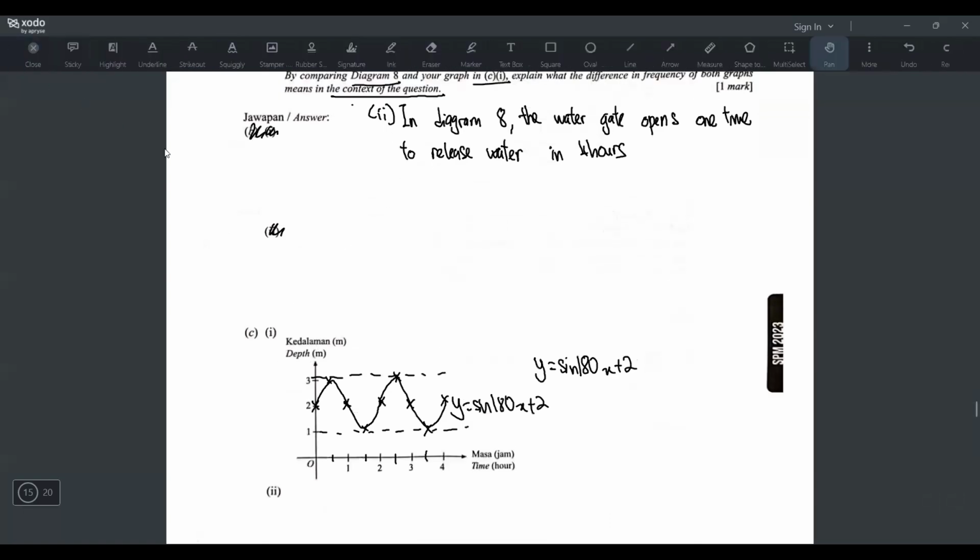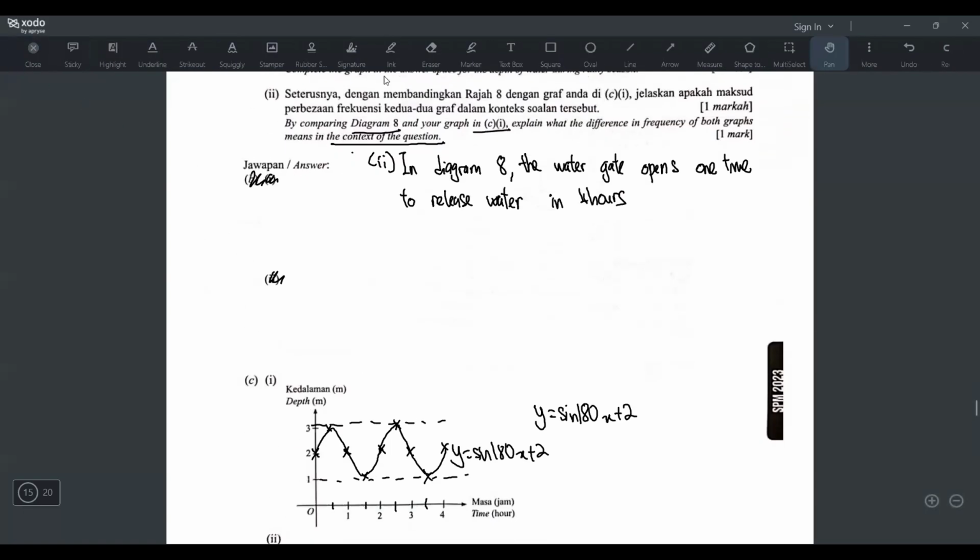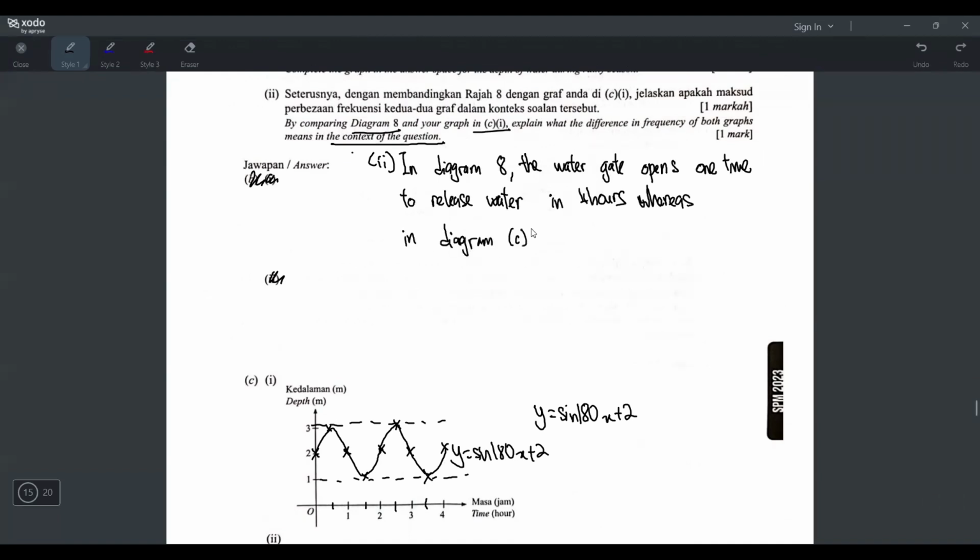Yeah, because it's rainy season. Yeah, hujan kan. So kalau hujan dia punya paras air naik lagi cepat. So maybe in 4 hours you kena buka 2 kali lah. Okay, so I will use the word whereas. Manakala whereas in diagram C1, comma, the water gate opens 2 times.